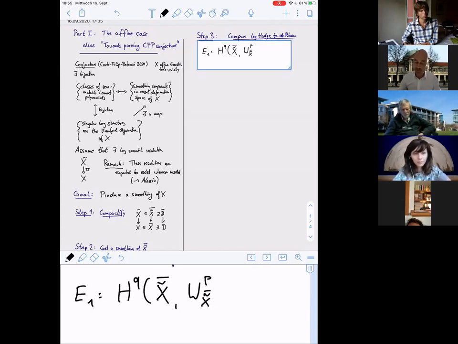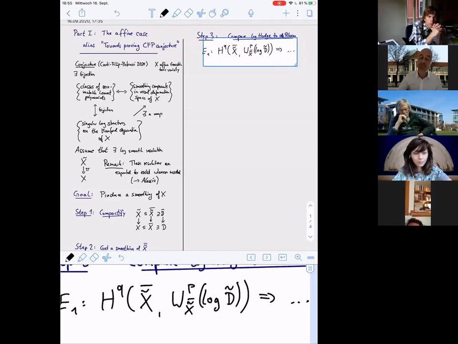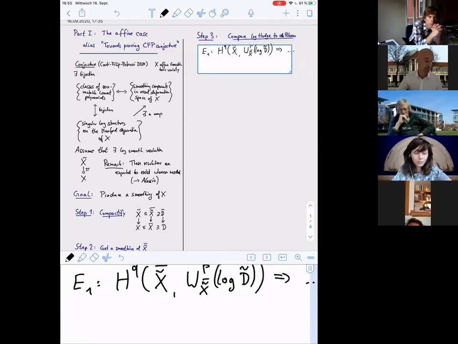You can also use omega upstairs, it's log smooth there. But I allow log poles also in the compactifying divisor, okay? That's what I usually do, we work with compactifications. And then that has an abutment to the hypercohomology of the complex, but I don't write it down.